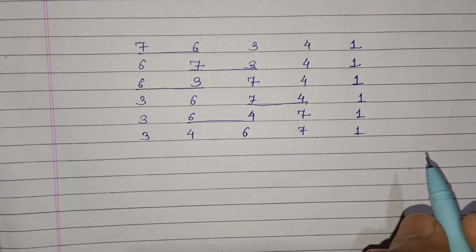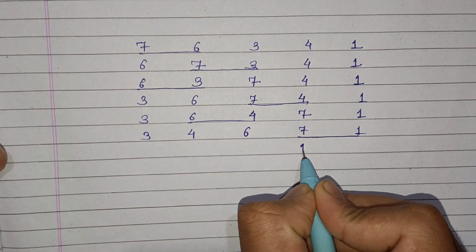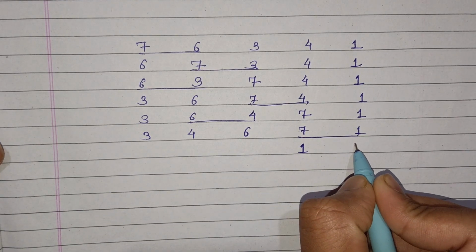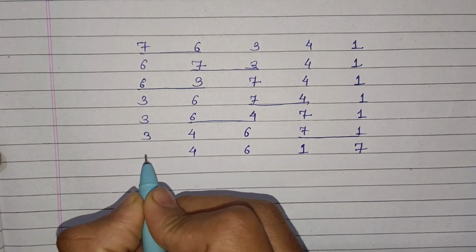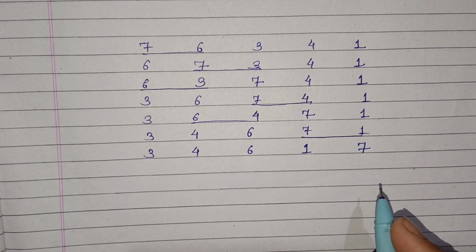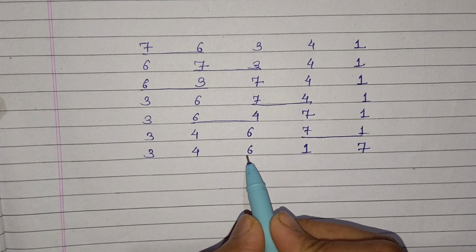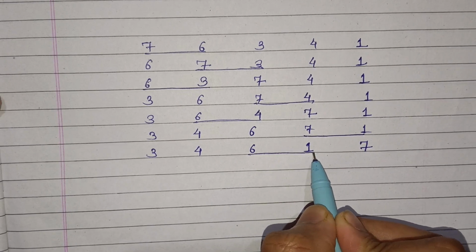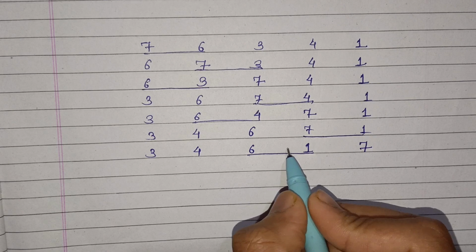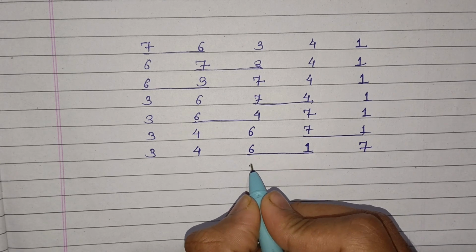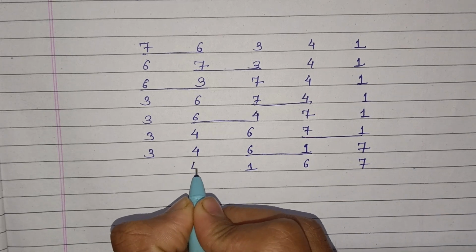Now the comparison happens between 7 and 1. So 1 will come here and 7 will come here and the rest of the elements will be same. The comparison will be between 6 and 1. Now 6 is greater than 1, then 1 will come first and then 6, 7, 4 and 3.